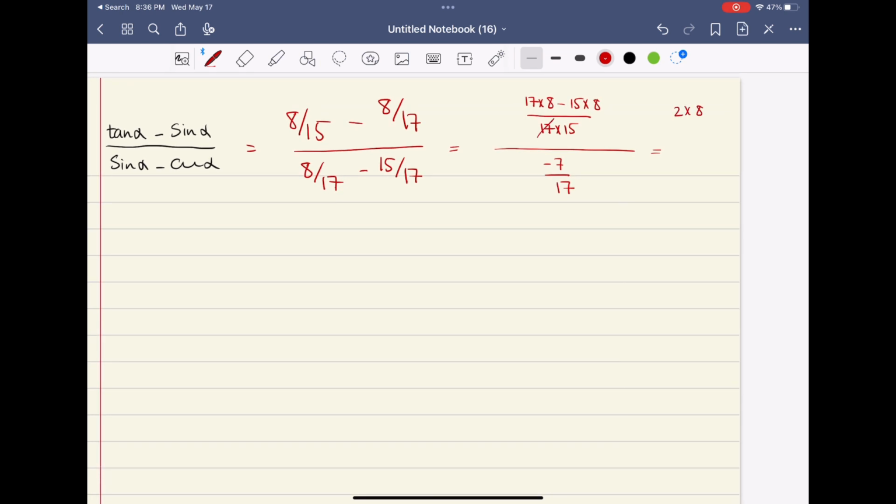So it will be 2 times 8/15 over minus 7/1. So the final answer would be equal to minus 16 over 7 times 15, or negative 16/105.